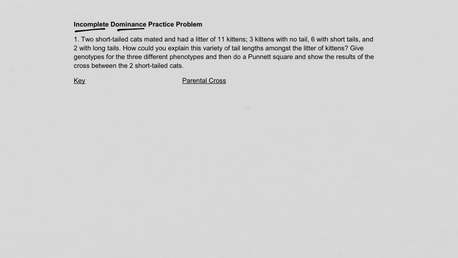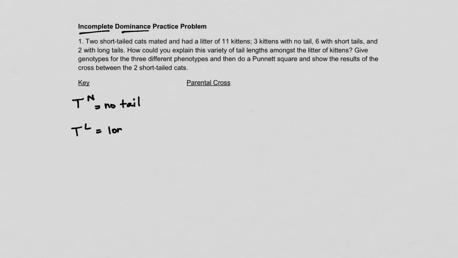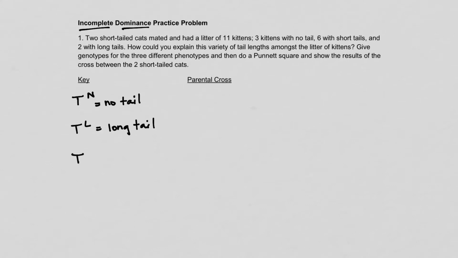So to make a key, we'll use T for tail and N for no tail and L for long tail. And then that means that the heterozygote would have a short tail. So for the parental cross in this instance, I would ask to give the genotypes for the 3 different phenotypes. Well, I'll just go ahead and add those over here to my key.